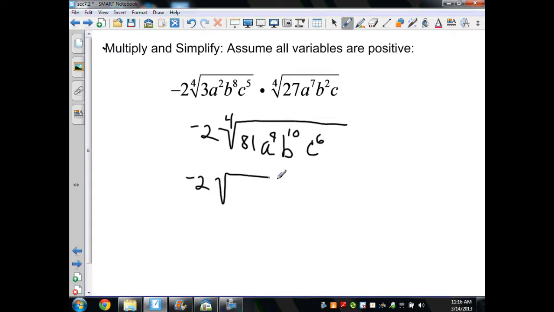The fourth root of 81, a to the 8th times a, b to the 8th times b squared, and c to the 4th times c squared. Now let's simplify this expression.